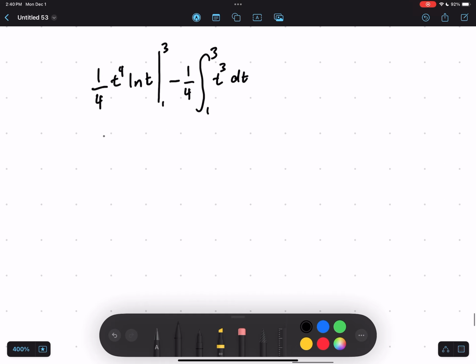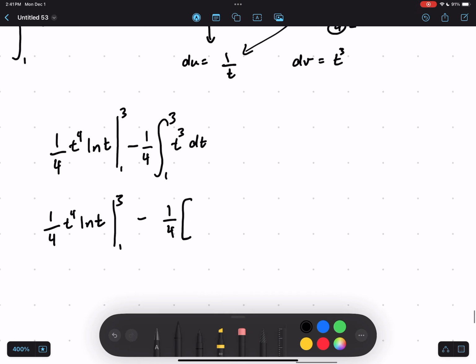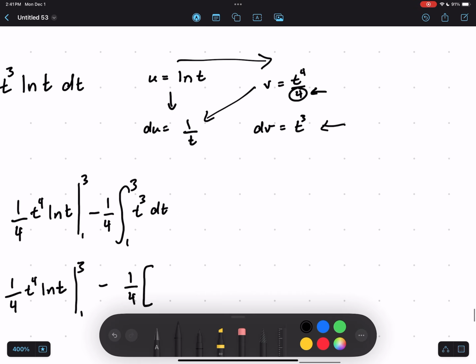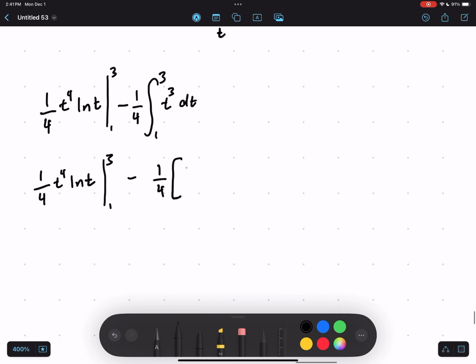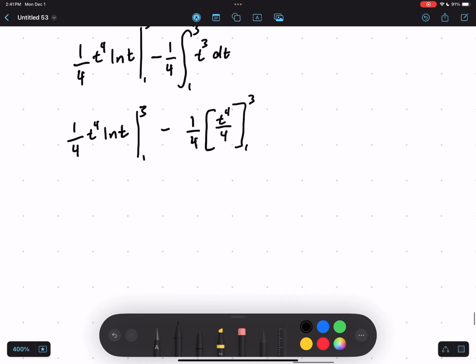What we can do is rewrite this and simplify it. We'll say 1/4 t^4 ln t from 1 to 3, and then we'll subtract 1/4. And this is convenient. The integral of t cubed you've already done here, and that is just t^4 over 4. So we'll throw that in here, t to the 4 over 4, and that again is from 1 to 3. And so now we just need to solve.